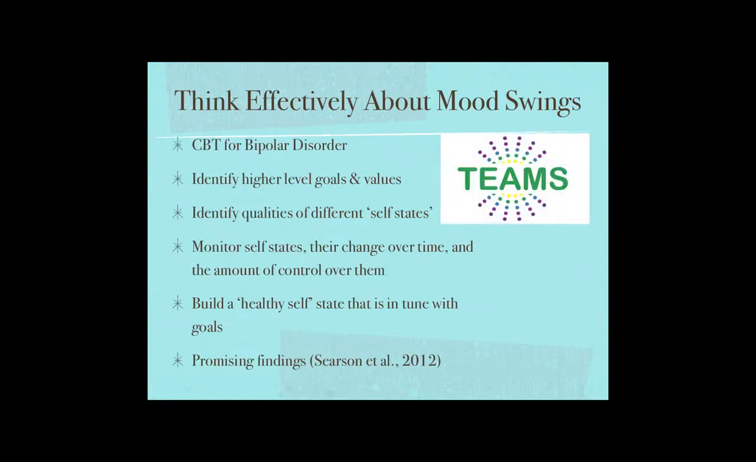Okay, just going to mention our team's intervention, Think Effectively About Mood Swings, or TEAMS, which is a CBT for bipolar disorder. This is more of a traditional CBT format than method of levels, but it fits with the same essence. Particularly, we help people identify their higher level goals and values, the ones that basically transcend the different sides of themselves. And we help them to really describe the different selves that they get into in their high and low moods and in between. And so we help them to really describe and become aware of what those self states actually feel and look like. They monitor them, how they change over time, and they tell us how much control they have over them.